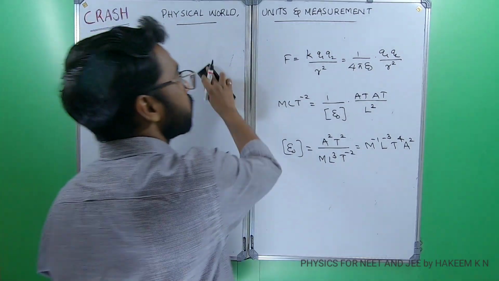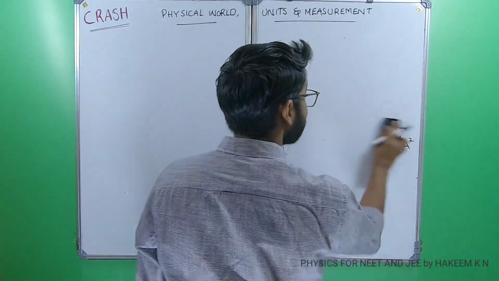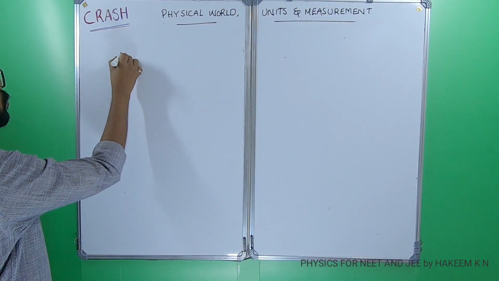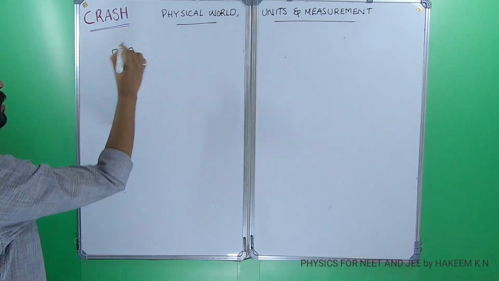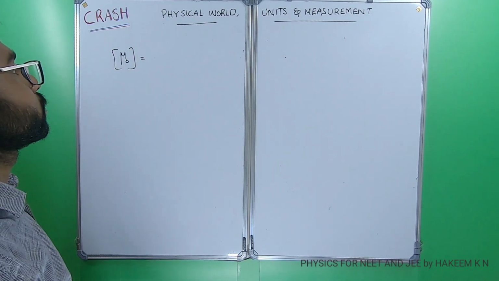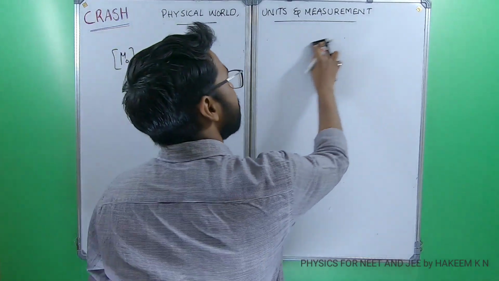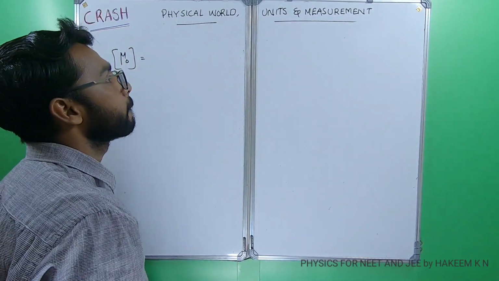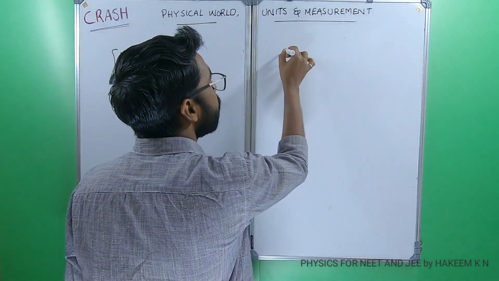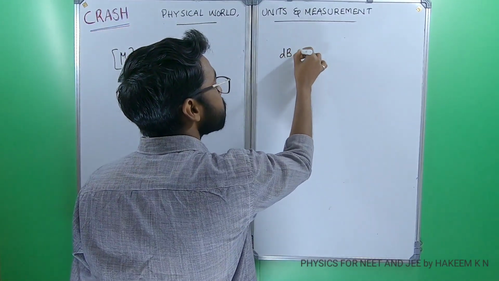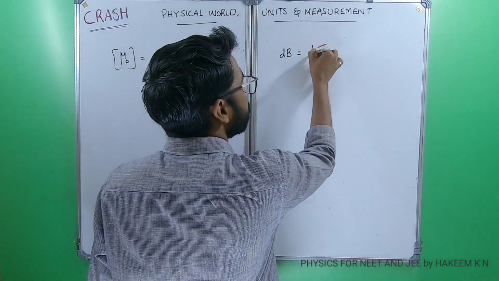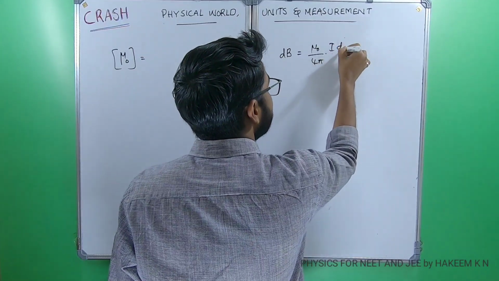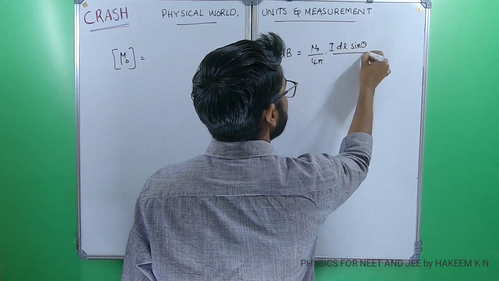And one more. What is the dimensional formula of magnetic permeability, mu naught? How to find it? Where did we use magnetic permeability? Biot-Savart's law: dB, a small amount of magnetic field, equals mu naught by 4 pi into I dL sin theta by r square.